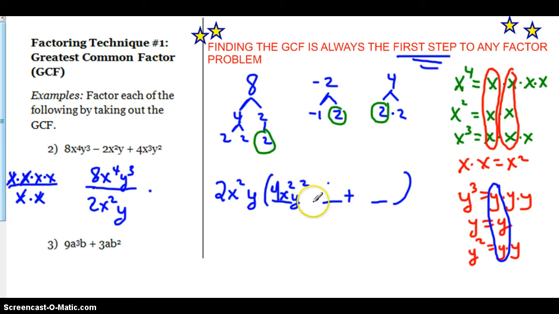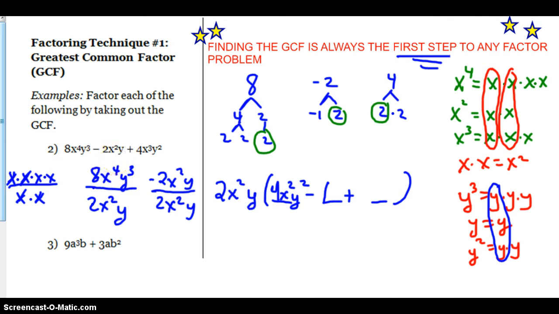Now we have to do the second term, so we can do it the same way where we have negative 2x squared y divided by my 2x squared y. So if I have negative 2 divided by 2, that would be negative 1. And then x squared divided by x squared would be 1, and y divided by y would be 1. So our middle term is negative 1. And again, you always check, make sure negative 1 times 2x squared y would be negative 2x squared y.